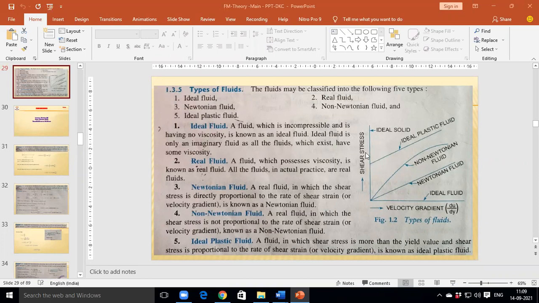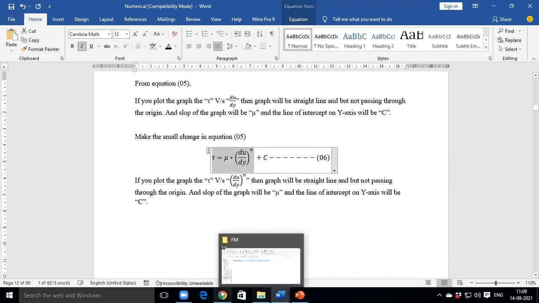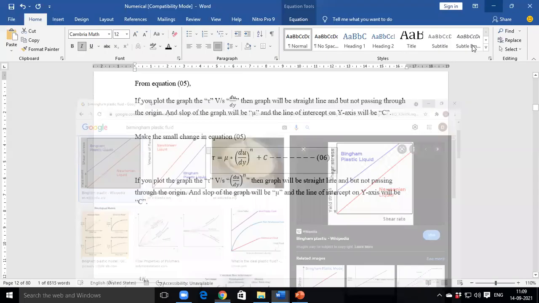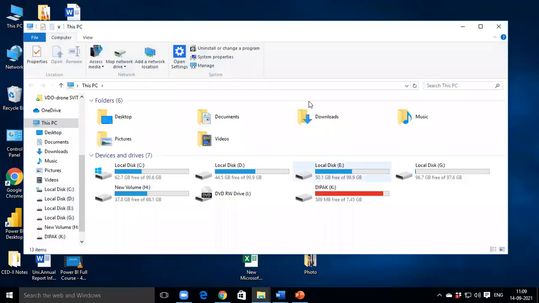Google says it is straight, okay, a straight line. But the nature of the graph, as far as this equation is concerned, I will show you in a different book, if possible.